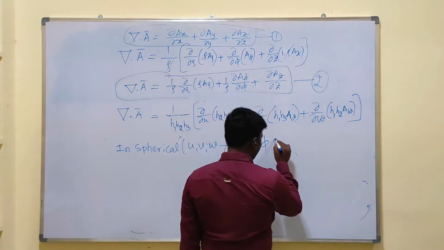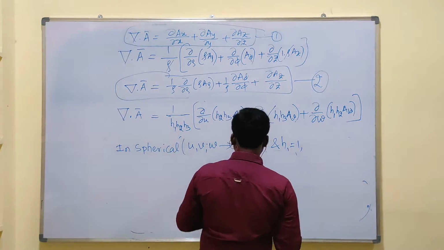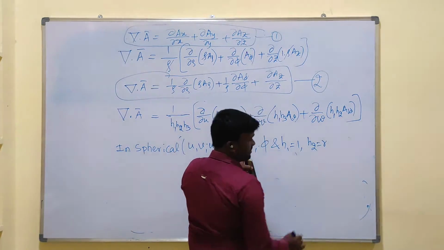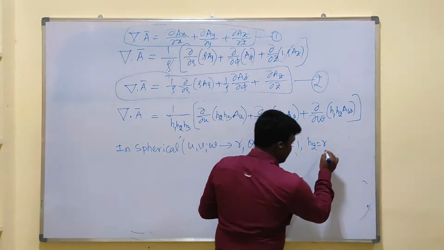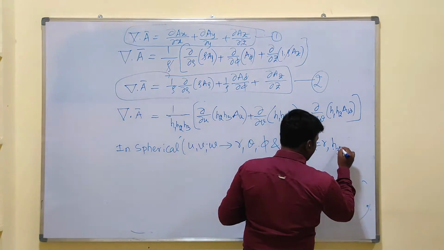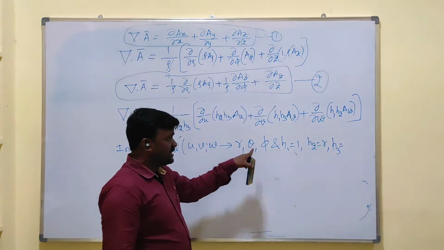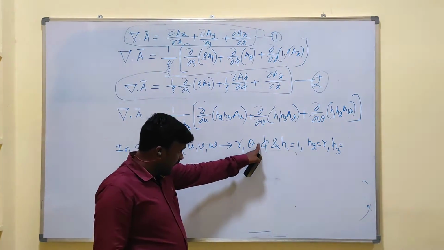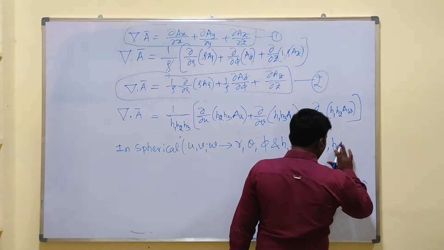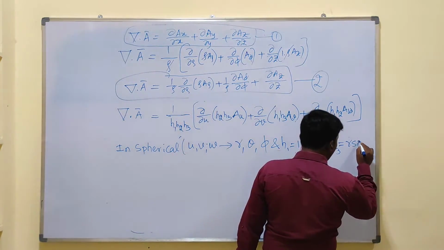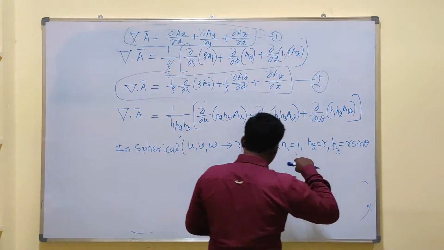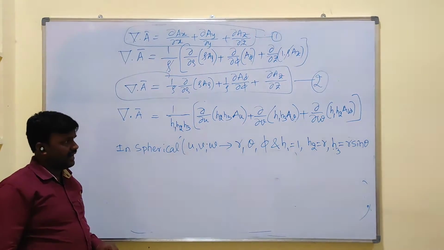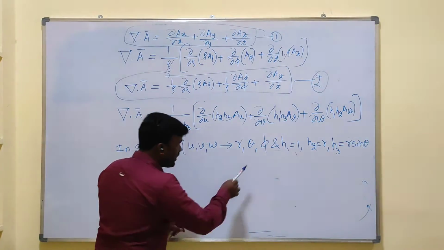Now h1 is 1, h2 is R. This theta is the angle made by R. Phi, that is h3. H3 is what? This phi is the angle in the xy plane, and it is made by the projected component R sin theta, projected in the xy plane, and it makes an angle phi with the x-axis.